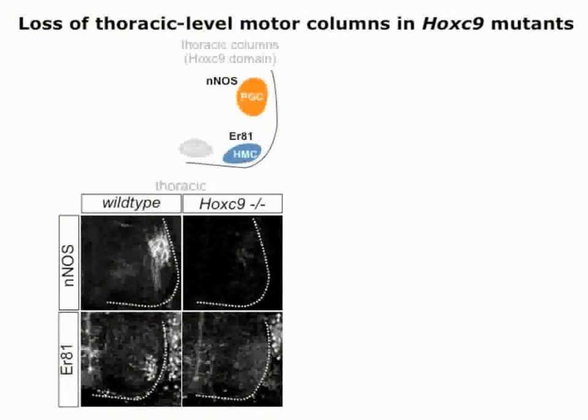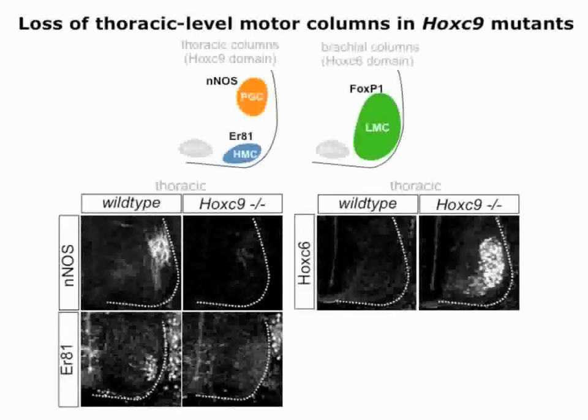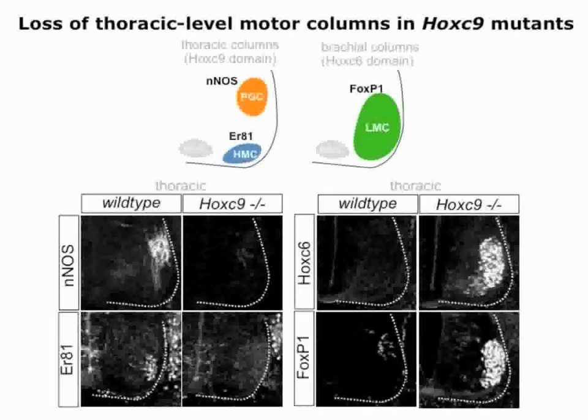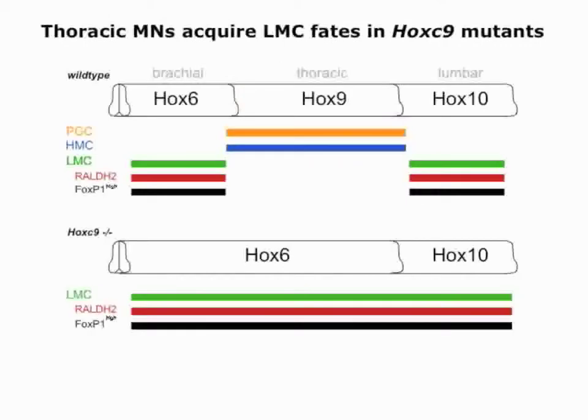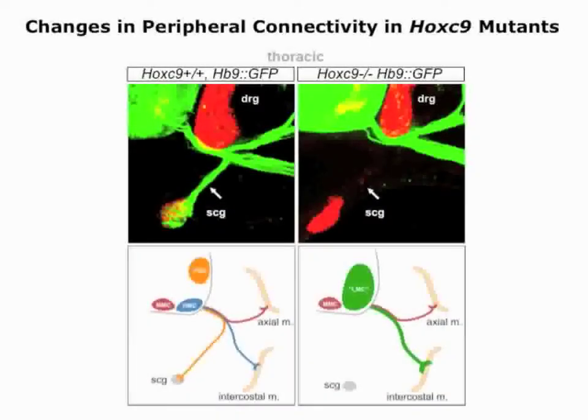In HOXC9 mutants, expression of genes that define thoracic motor columns are lost. For example, expression of NOS is lost from PGC neurons, and ER81 is lost from HMC neurons. Instead, thoracic motor neurons now express markers for brachial LMC neurons, including HOXC6 and FOXP1. Thus, in the absence of HOXC9, the entire thoracic spinal cord is converted to the identity of the limb innervating populations.